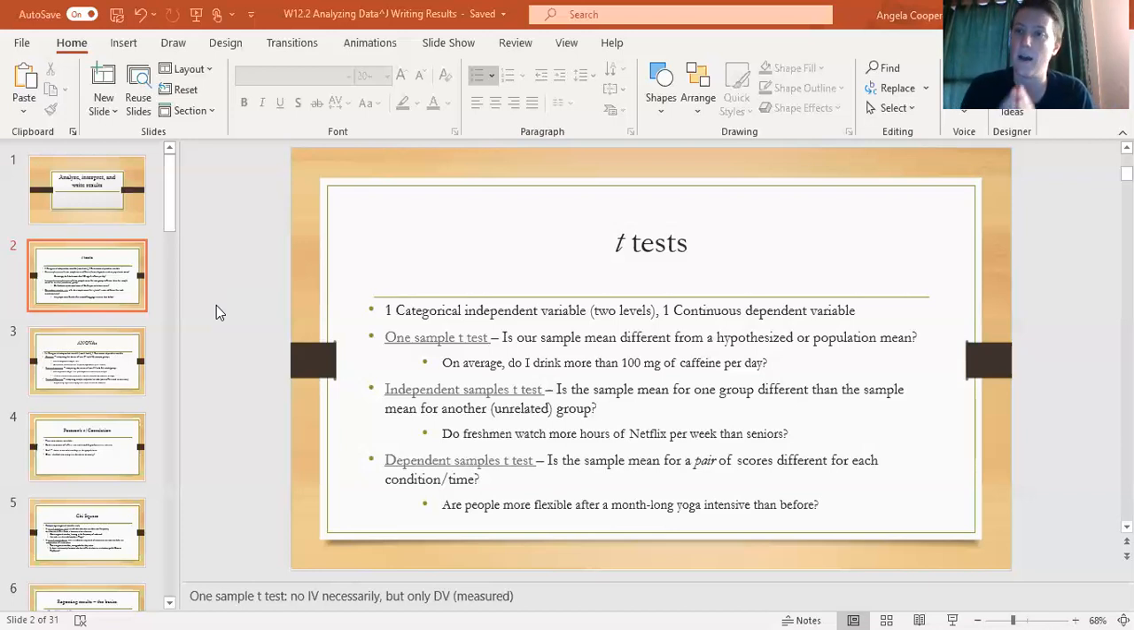So instead of half the participants only seeing attractive and the other half only seeing unattractive, for dependent samples t-tests, all people, all participants are seeing a mix of attractive and unattractive faces. And then you want to see the differences between their self-worth or whatever it is that you're measuring.